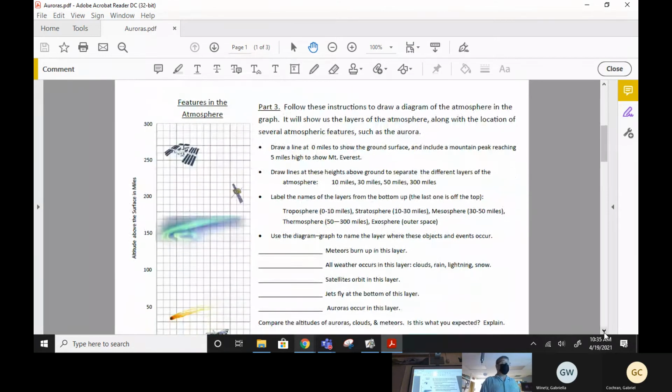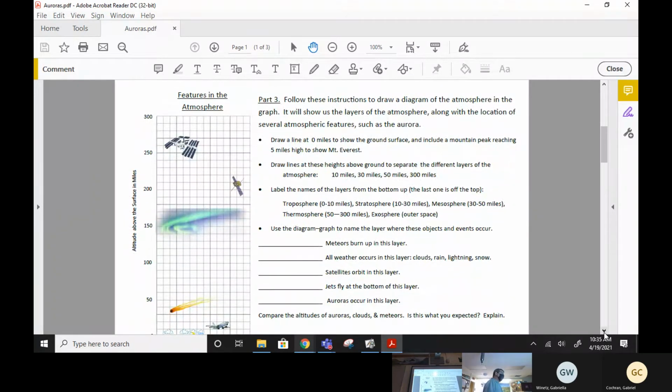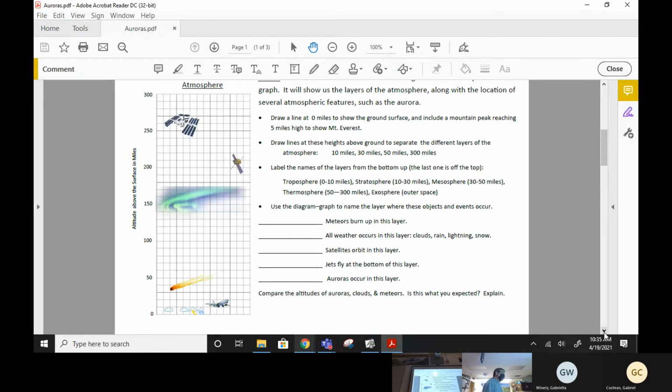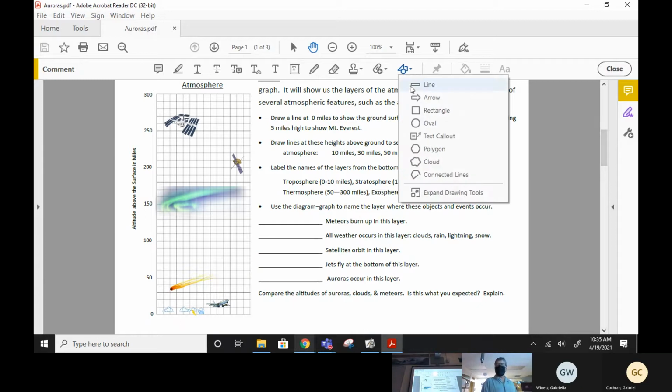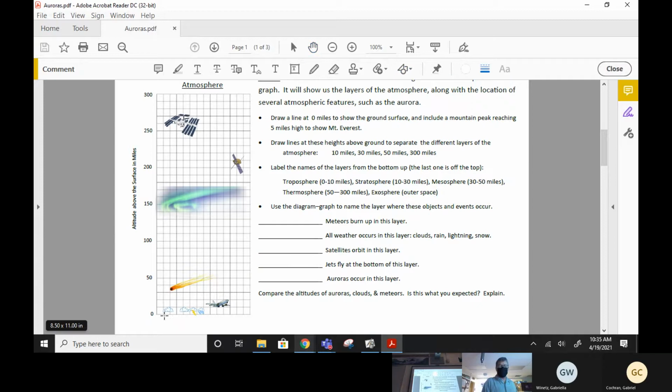Okay, so next what we're going to do is look at some different features of the atmosphere. And the atmosphere is divided into different layers. So we're going to add to this, it's kind of a graph and kind of a diagram, a little of each. So the first thing we're going to do is draw a line at the ground surface. I need to draw a line right where it says 0. I'm going to draw a line across there. This is to represent the ground.